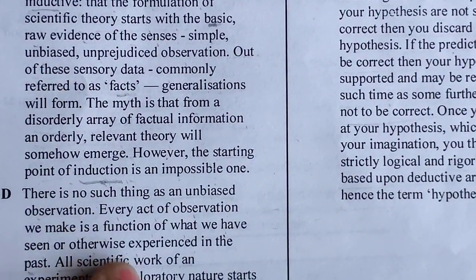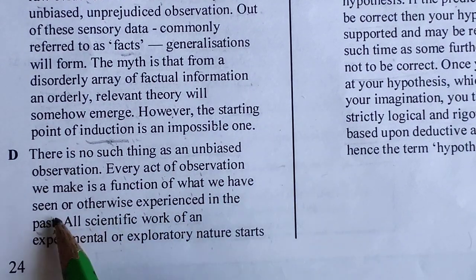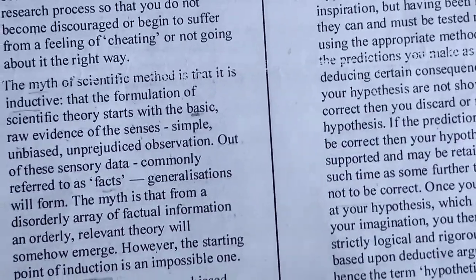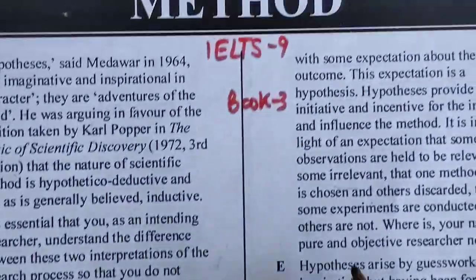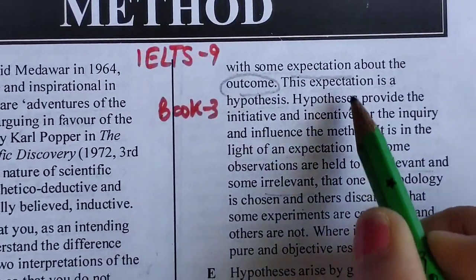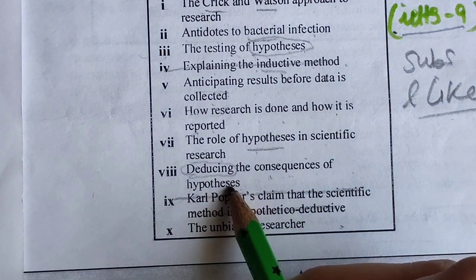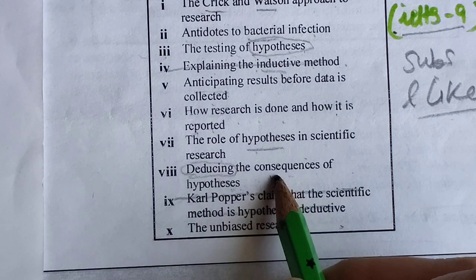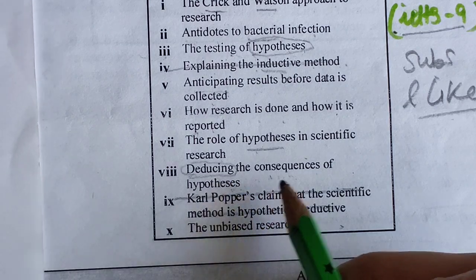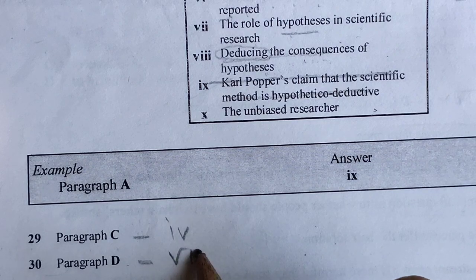So there is no such thing as an unbiased observation. Every act of observation we make is a function of what we have seen or otherwise experienced in the past. All scientific work of an experimental nature starts with some expectations about the outcome, meaning result. So this expectation is a hypothesis. Consequences of hypothesis, results, means deducing the consequences. As I told you, assumptions, kind of thing, expectation. So this we will just match with 8th number.